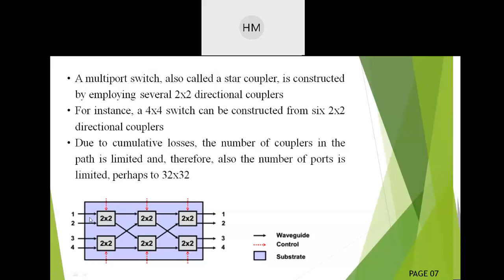Different waveguides are traveling from one end to another end. So I can transmit the signals in a variety of ways from input to output. So this is, we can say, a multi-port switch or a star coupler. One and the same thing.